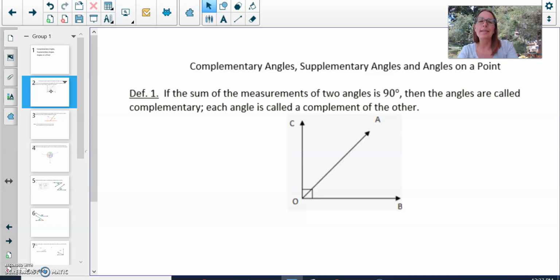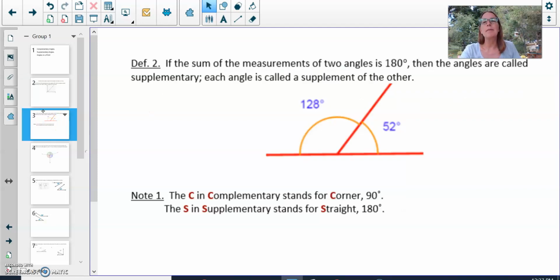And if they're adjacent angles, you'll often see them written with that corner square, which means that total angle is 90 degrees. If the sum of the measures of two angles is 180 degrees, then the angles are called supplementary. Each angle is called the supplement of the other. So if we added together 128 and 52, we get 180 degrees, so these two angles are supplementary.